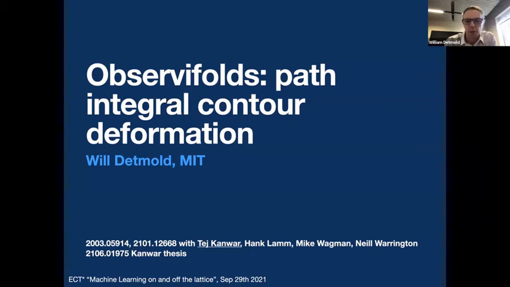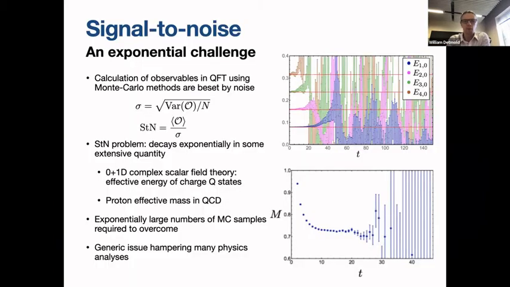So what's the problem we're really trying to deal with? It's a problem of signal to noise in extraction of physics results. And there are many areas of science in which this comes up. Today we're going to focus on calculations of observables in quantum field theory using Monte Carlo methods. And these are really generically beset by noise.